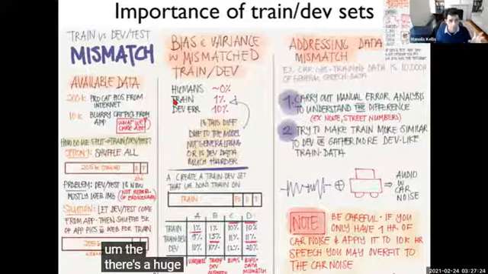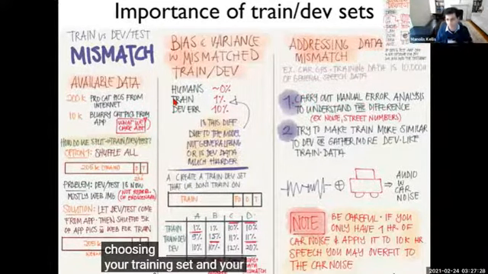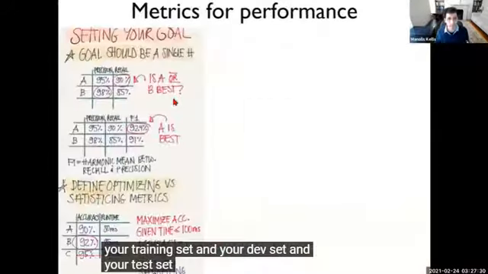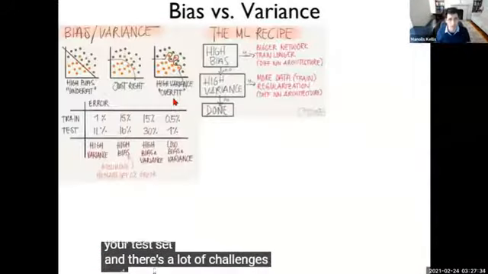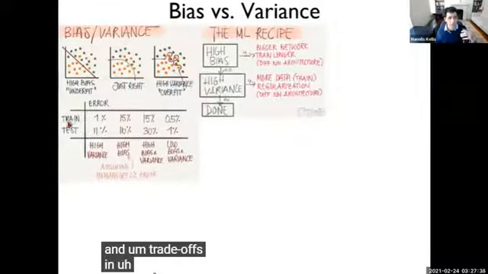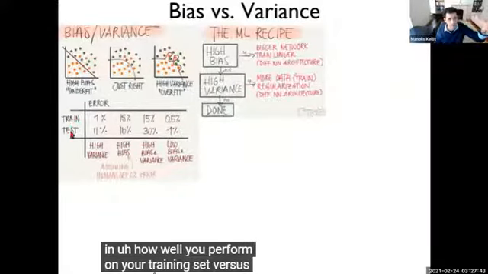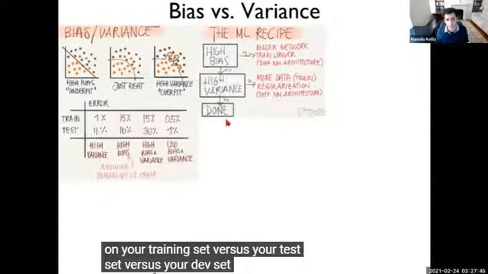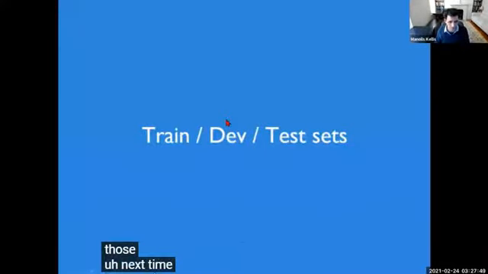There's a huge importance in choosing your training set and your dev set and your test set, and there are a lot of challenges and trade-offs in how well you perform on your training set versus your test set versus your dev set. And we're going to talk a lot more about those next time.